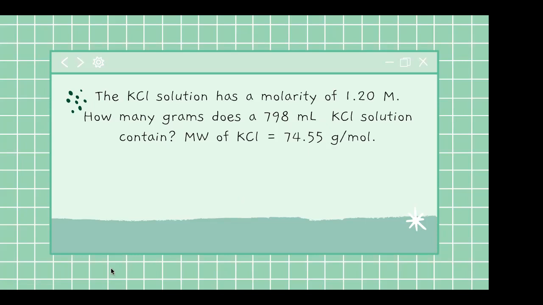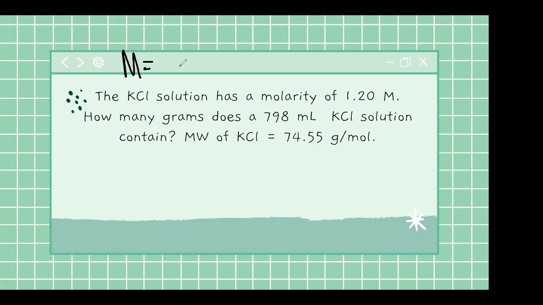So another problem here. Let me check the time real quick. Okay, so the KCl solution has a molarity of 1.2 molar. How many grams does a 798 milliliter KCl solution contain? Molar weight is also given. So I feel like chemistry has a lot of word problems, right? So a lot of reading comprehension to figure out how to apply the math and the science and combine it.